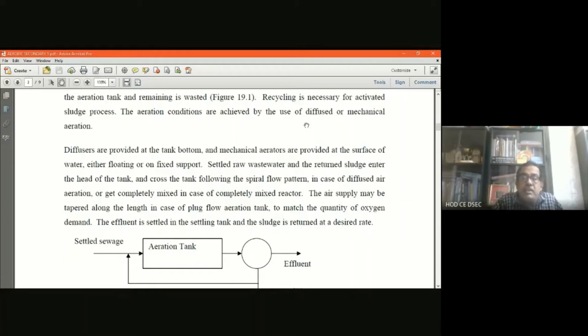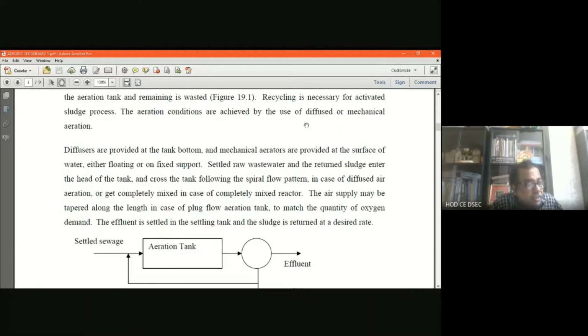Now, the settled raw wastewater and the return sludge enter the head of the tank and cross the tank following the spiral flow pattern in case of diffused aeration, and get completely mixed in case of a completely mixed reactor. So there are two flow regimes. One is the plug flow, another is the completely mixed flow, that I will definitely discuss in detail. First of all, the air supply may be tapered along the length in case of the plug flow, and it will be uniform in case of the completely mixed.